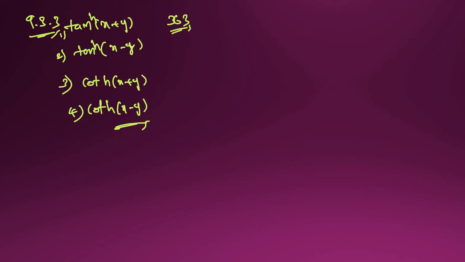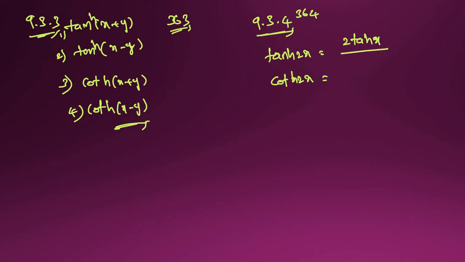Another thing there, 9.3.4, is also given. In your textbook, on page number 364, you will find it. In 9.3.4, tanh 2x is given, and coth 2x is also given. This is 2 tanh x divided by 1 plus tanh square x, and also given is coth square x plus 1 divided by 2 coth x. So these values are given here.